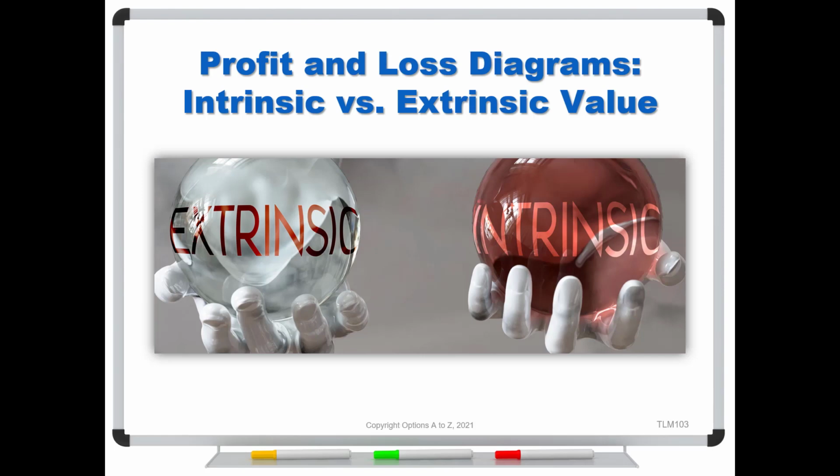And I wanted to run something past most of our traders because I think people are confusing a profit and loss diagram versus a payoff diagram. I've been hearing people saying, well, why is it on a profit and loss diagram we're not seeing the full intrinsic value? So let's talk about that. Let's look at our profit and loss diagrams and see how to identify the intrinsic versus the extrinsic value.